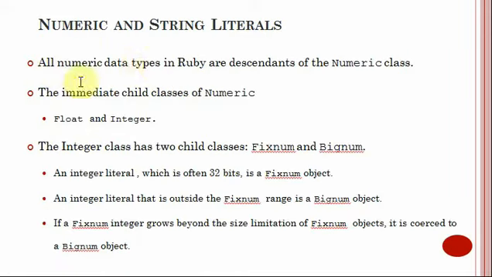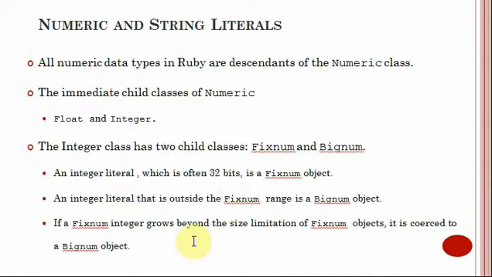So numeric: all numeric data in Ruby are descendants of the Numeric class. This Numeric class has child classes, including Float as well as Integer. The Integer class again has two child classes, that is Fixnum and Bignum. Any integer which is within the range of 32 bits is a Fixnum object. Any integer literal that goes out of the range of 32 bits is a Bignum object.